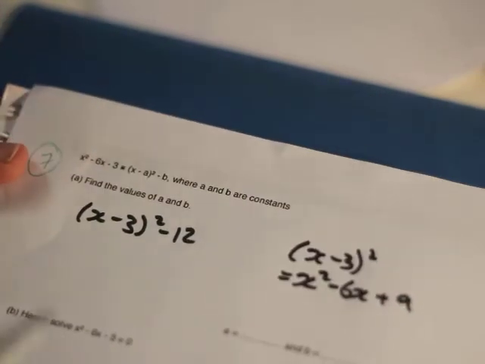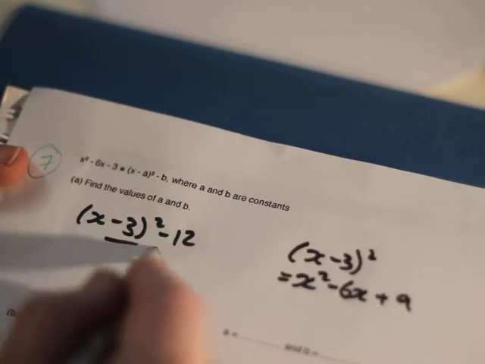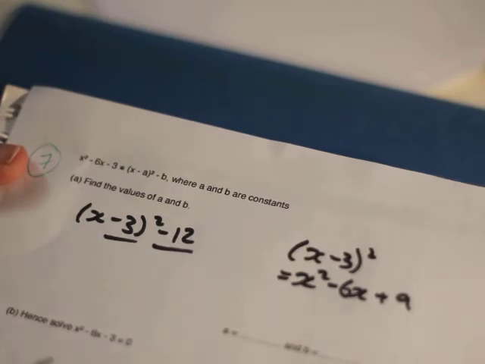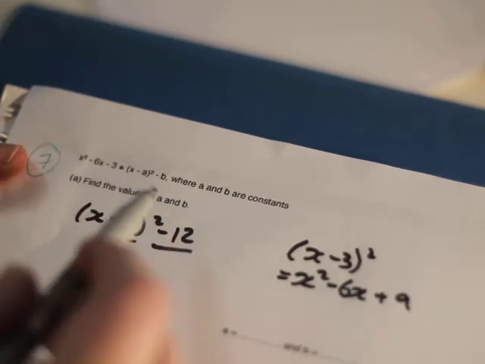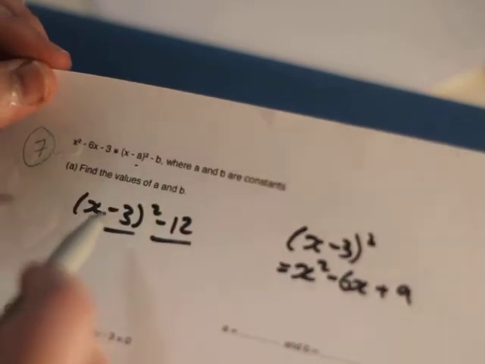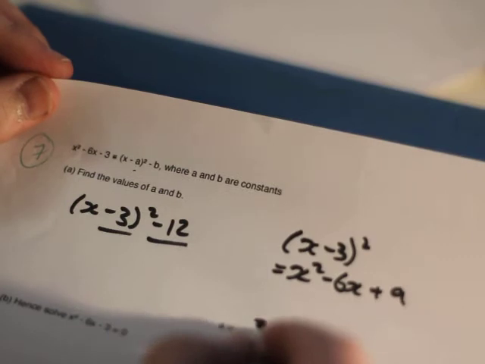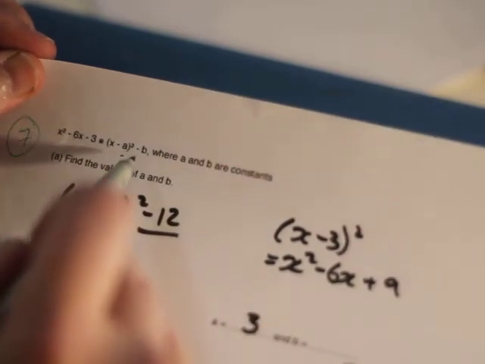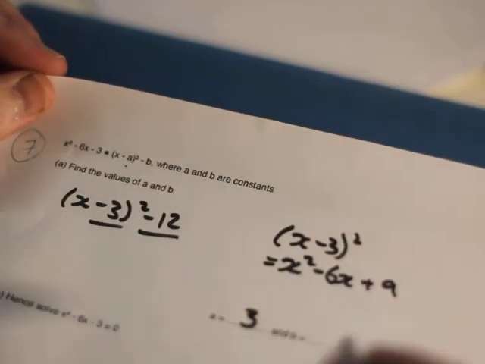So our solutions then, find the values of A and B. Well, this is your A and this is your B. Oh, just beware that it says in here x minus A. So your A is actually positive 3, isn't it? Not negative 3. And it says minus B at the end, so your B is 12.